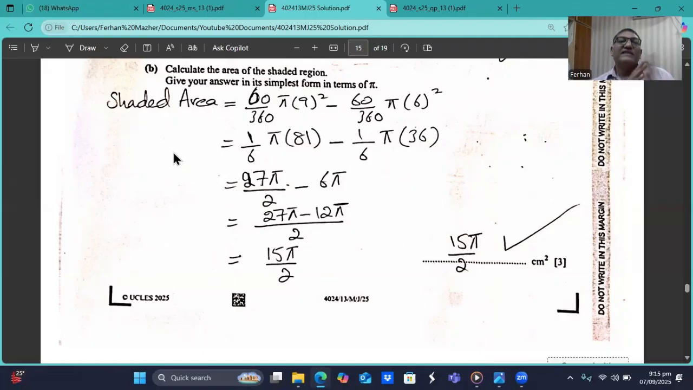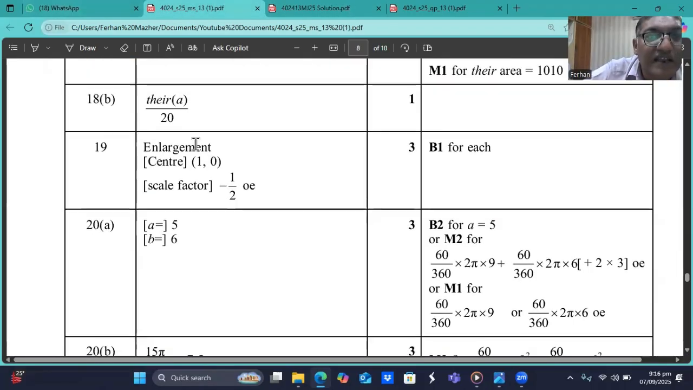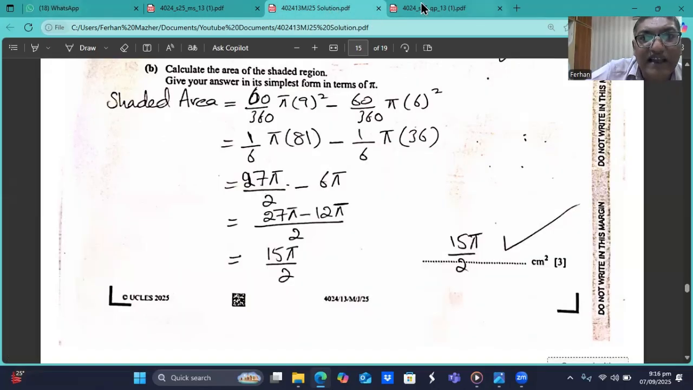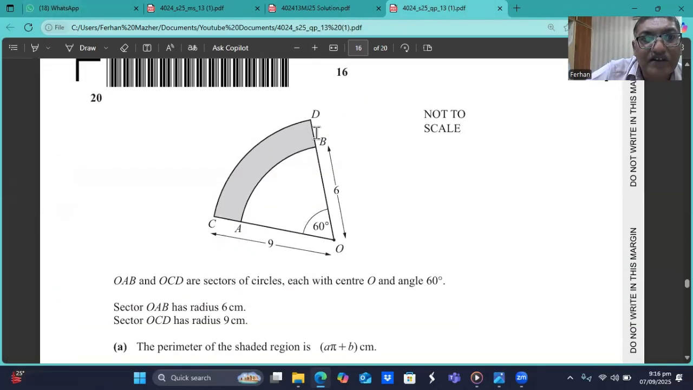So it will be 1/6 pi times 81 minus 1/6 pi times 36. That will be 27 pi by 2 minus 6 pi. Take the LCM: 27 pi minus 12 pi divided by 2. That is 15 pi by 2. So the answer is 15 pi by 2.